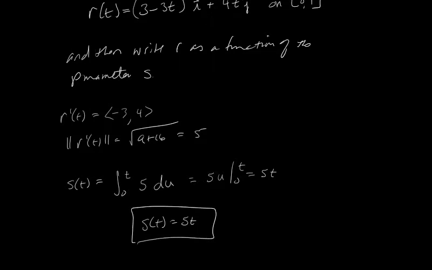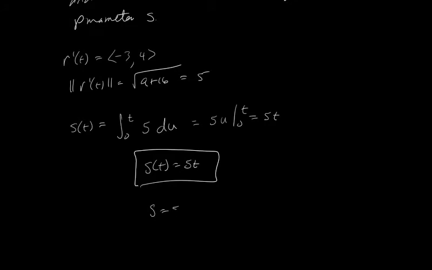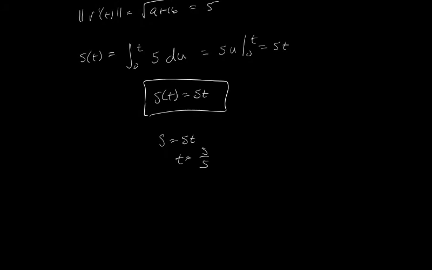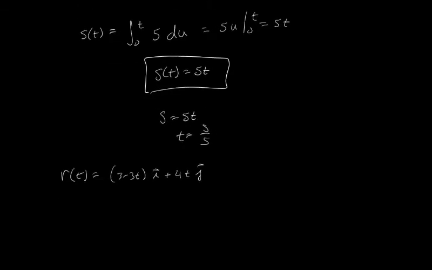That's our arc length function. Okay, so now we're going to use that to rewrite r as a function of s. So we have s is equal to 5t, which means t is equal to s over 5. So r of t was equal to 3 minus 3t in the i direction plus 4t in the j direction. Okay, so then r of s is going to be equal to 3 minus 3s over 5 in the i direction plus 4 times s over 5 in the j direction.